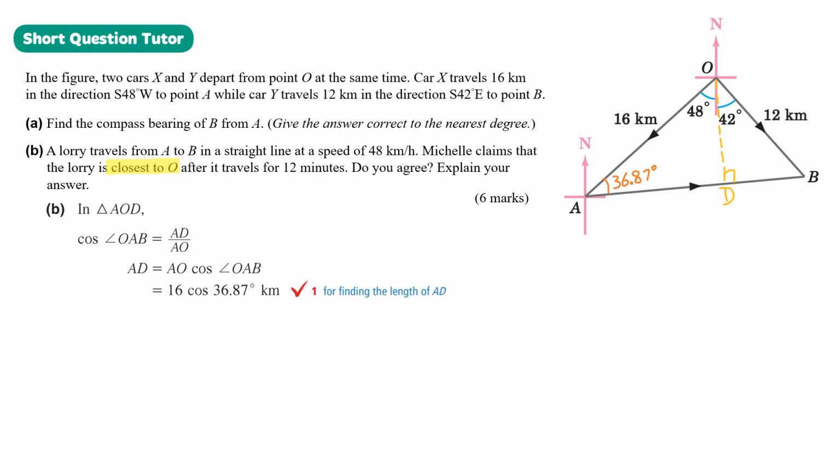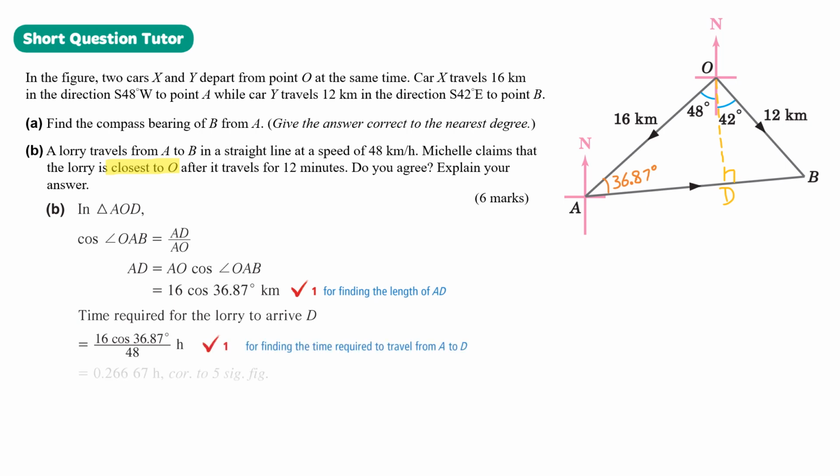Then we'll calculate the time required for the lorry to arrive at D. Recall that the time required is equal to the distance traveled divided by the speed. 1 mark will be given for using the correct formula to find the time. The result is 0.26667 hour. However, the time unit used in the question is minutes. Convert the result into minutes.